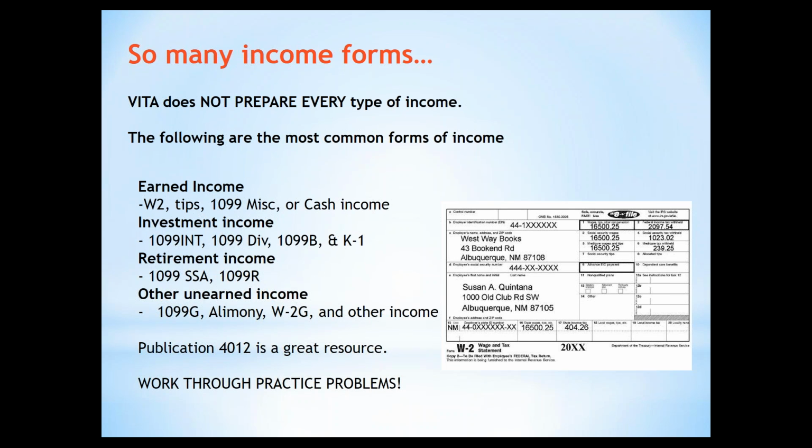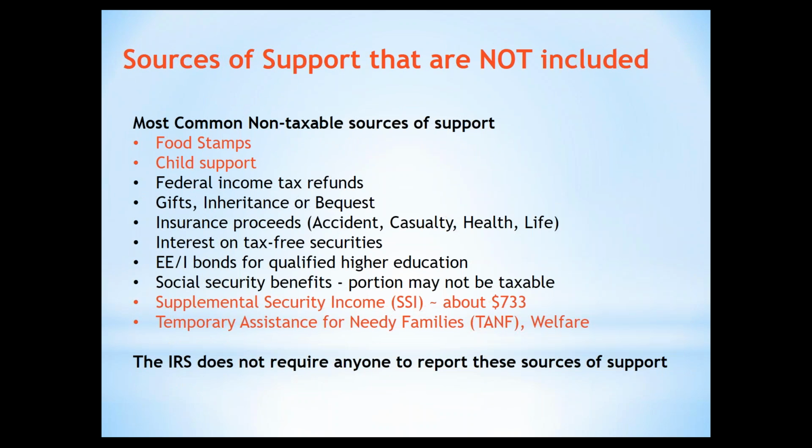So under retirement income, you see 1099-SSA or 1099-R. We'll go through each of these forms and what's going to be expected to be on each of them. So don't get too intimidated. Like I said, what we see at the tax sites are usually very, very basic. So let's jump right in.